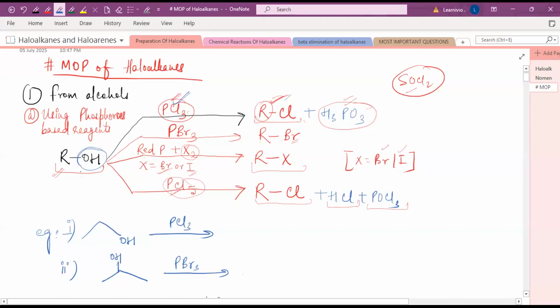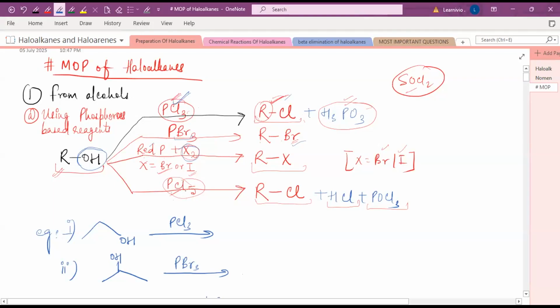Again, when you treat alcohol ROH with PBr3, the OH group will be replaced by the bromine group and you will get RBr, the corresponding haloalkane. Now the third one, when you use red phosphorus and X2, the halogen X will replace this OH group and you will get RX over here.